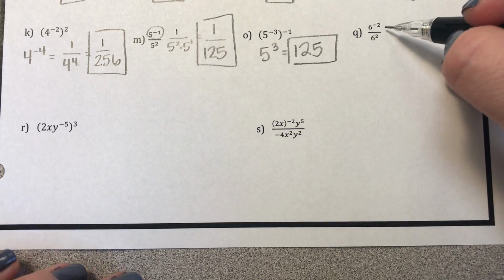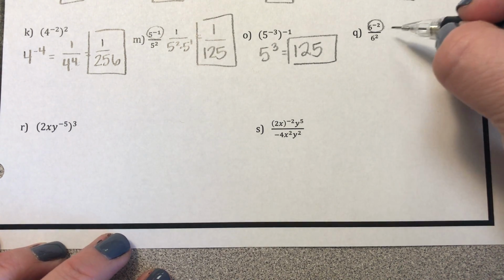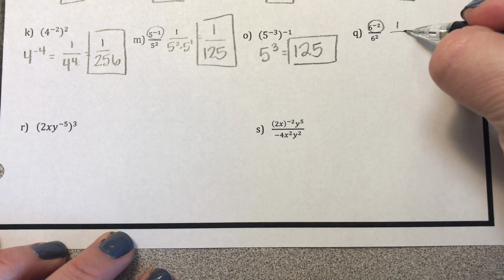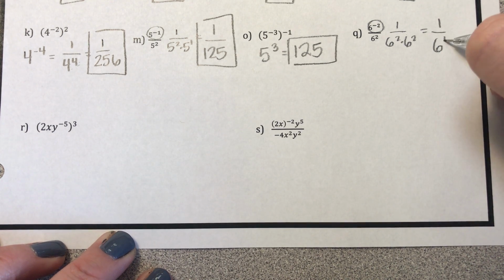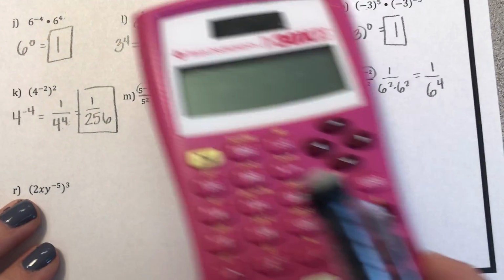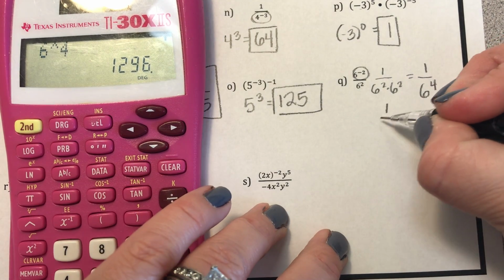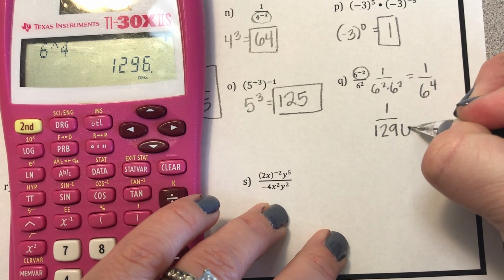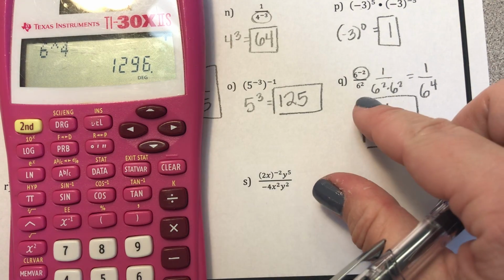On Q, you should have brought, alert, alert, I'm in the wrong part of the fraction. So I'm going to go ahead and bring that down. So now I have 1 over 6 squared times 6 squared. So 1 over 6 to the 4th power. Okay, let's see, 6 times 6. I'm going to cheat for the purpose of time here. 6 to the 4th power is 1,296, so 1 over 1,296.